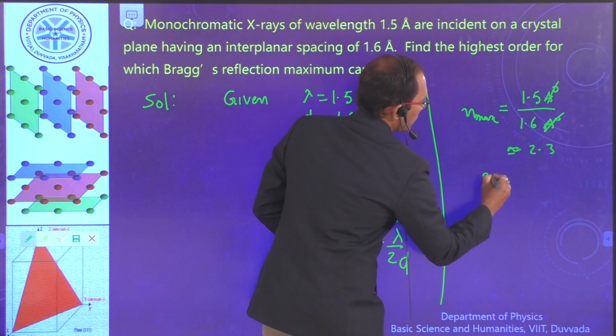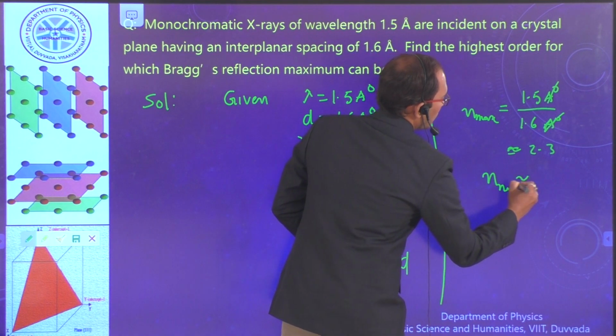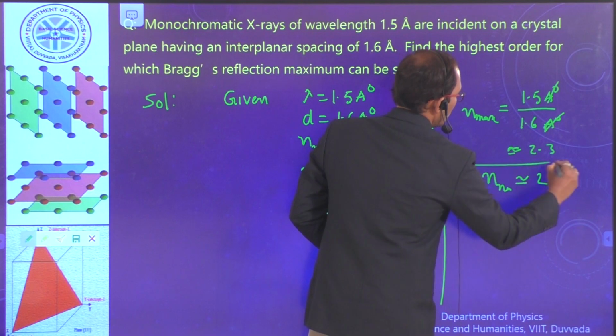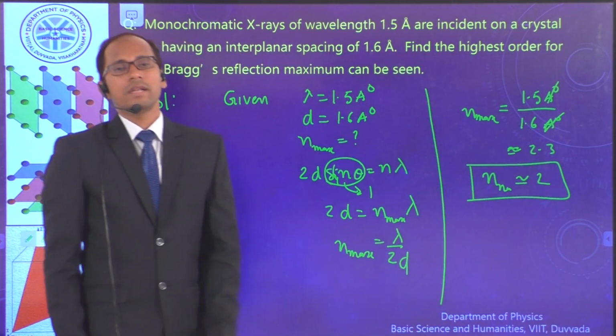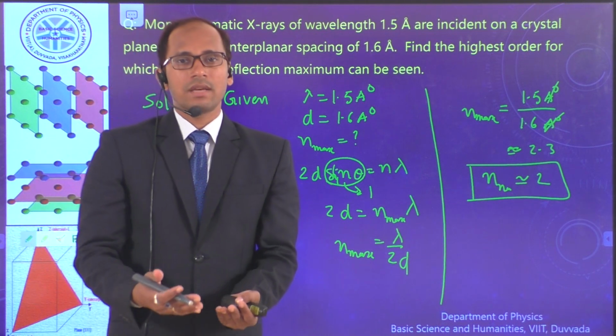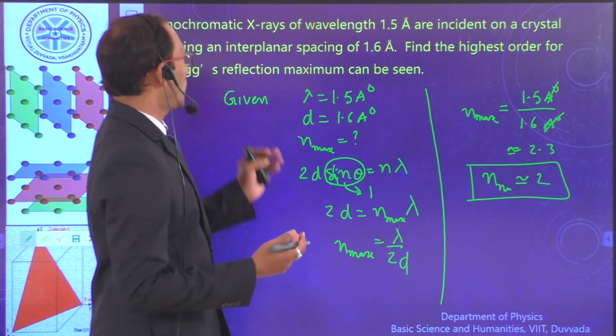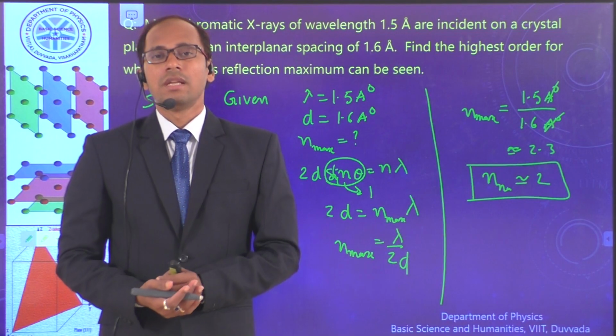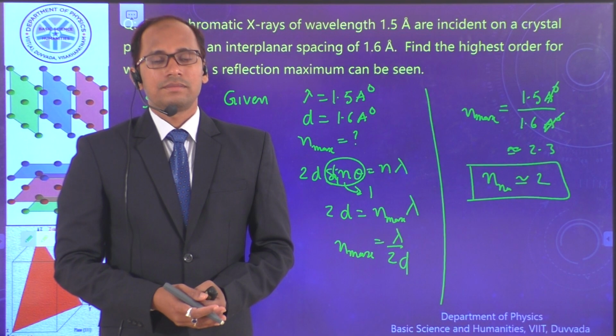That means we can say n is approximately 2. There are no fractions, so the second order maximum is obtained. That is the maximum. Only 2 orders of diffraction are obtained for this lambda and for that interplanar spacing.